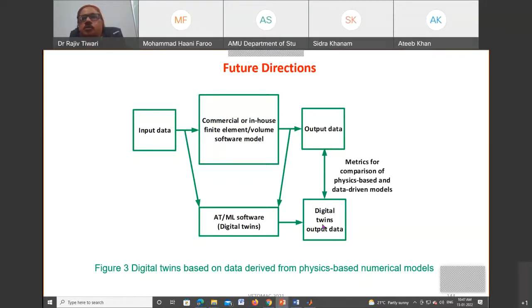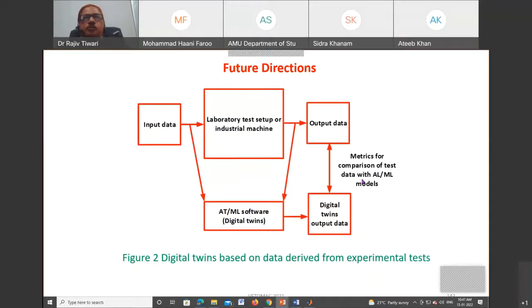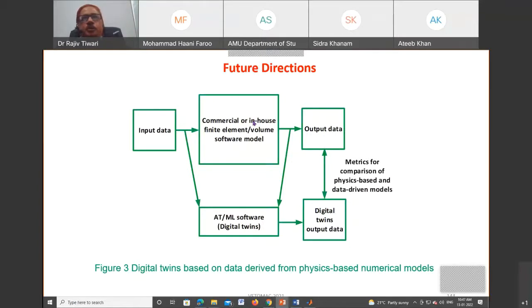So this is basically physics based. The previous one is based purely on experiment, but pure experiment is very costly, so people are now going toward this, in which they can use software to simulate the data which we would acquire from the experiment, and use that for developing the digital twin.